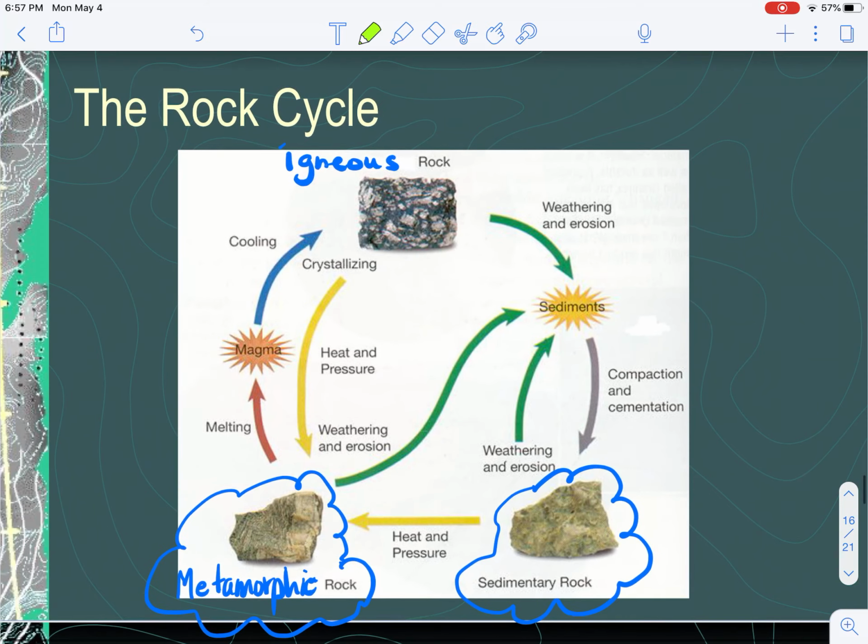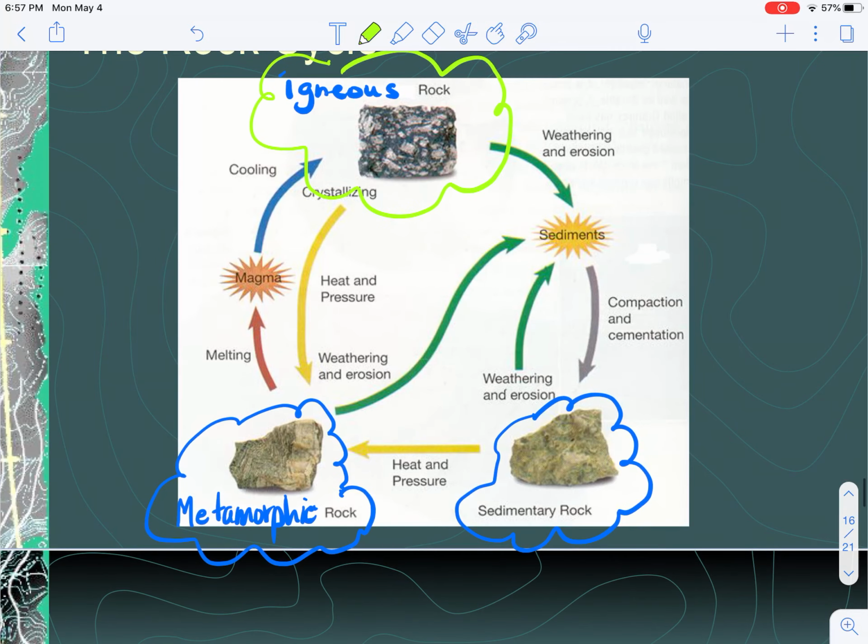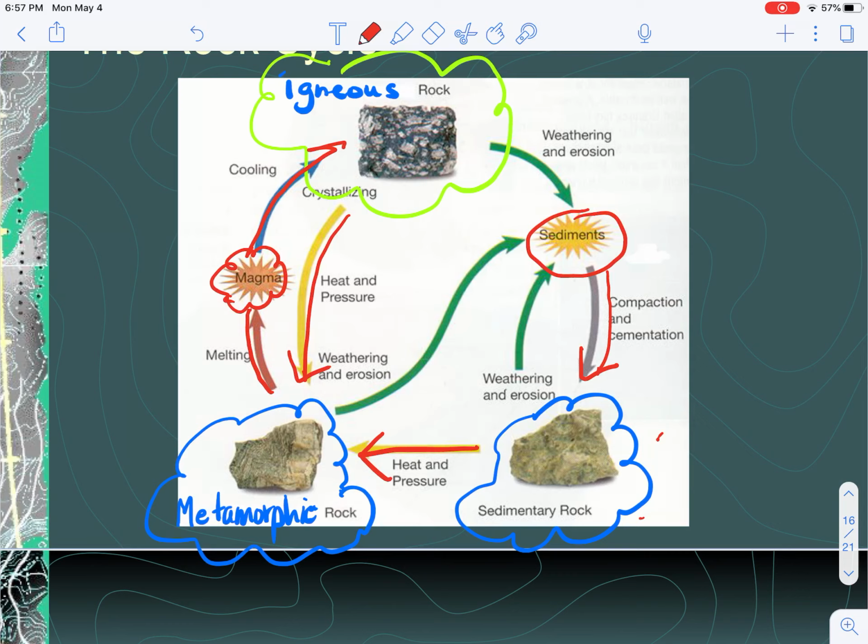So looking at the rock cycle, this is something that naturally happens, and you have these couple of parts to fill in your picture of the rock cycle. But basically, if you look at the spot where it shows that sediment is compacting together, that's going to form sedimentary rock. Wherever you see heat and pressure forming a rock, you know that it's going to be metamorphic, because heat and pressure forms a metamorphic rock.